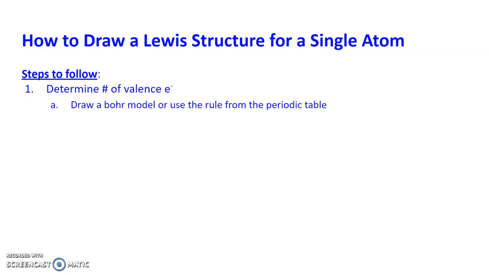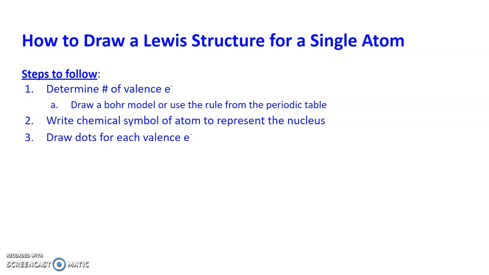So then you can either draw a Bohr model if you wanted, or you can just use the rule. Group 1 has 1 valence electron, group 2 has 2 valence electrons. Skip the transition metals. Group 3 has 3 valence electrons, group 4 has 4, and so on and so forth across the table. Then you'll write the chemical symbol, the atomic symbol, to represent the nucleus. Then you're going to draw a dot for each valence electron.